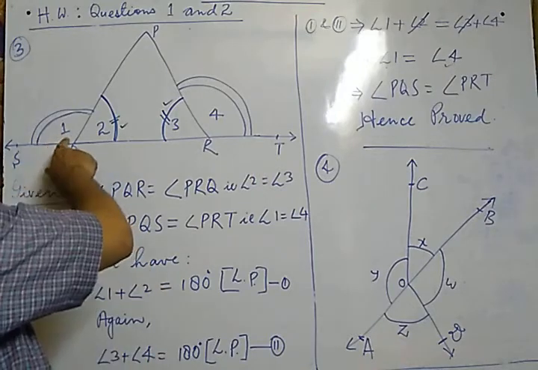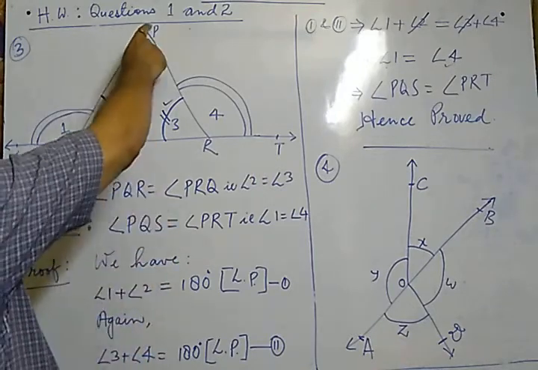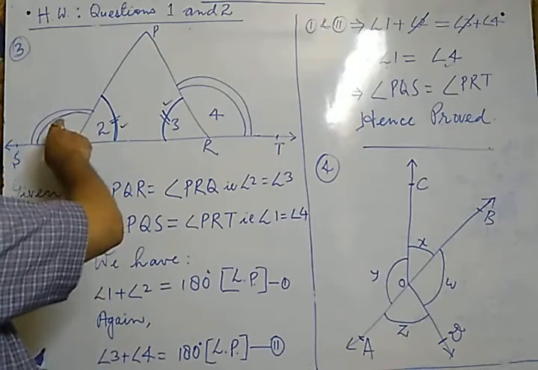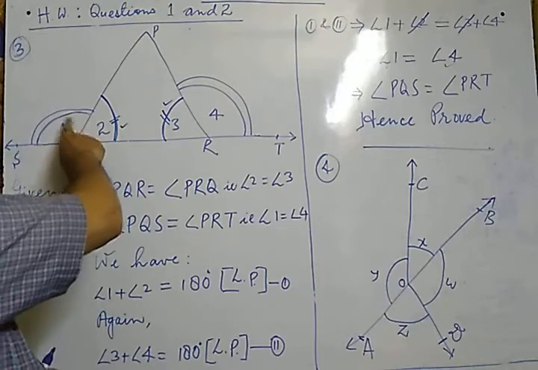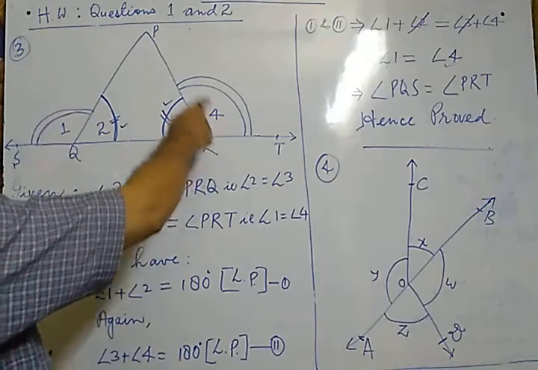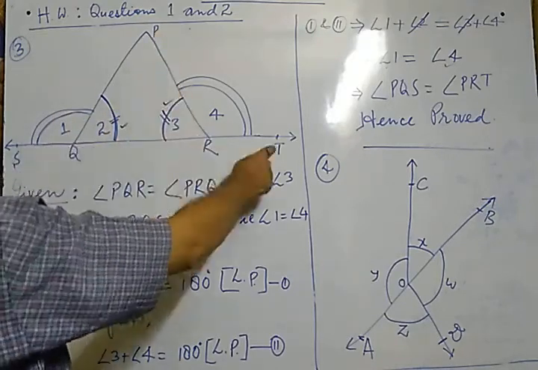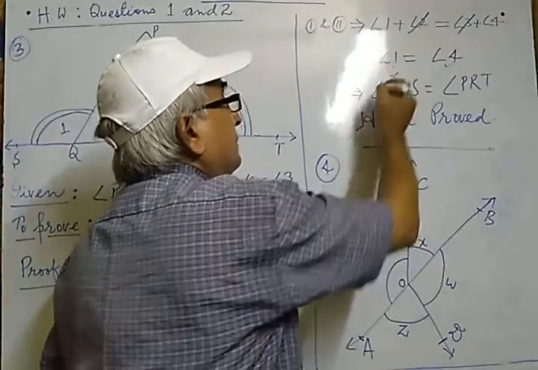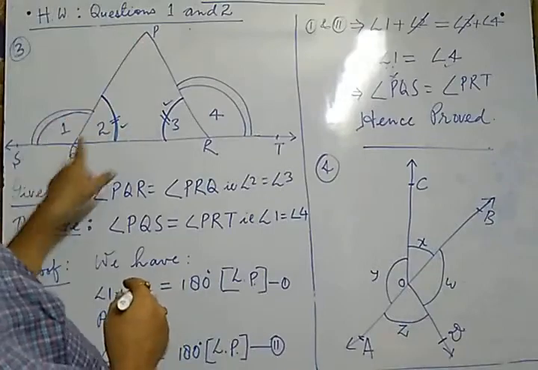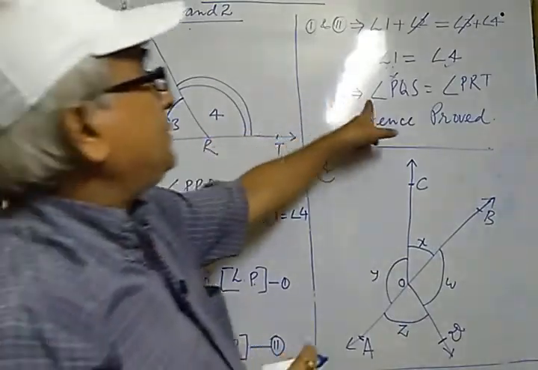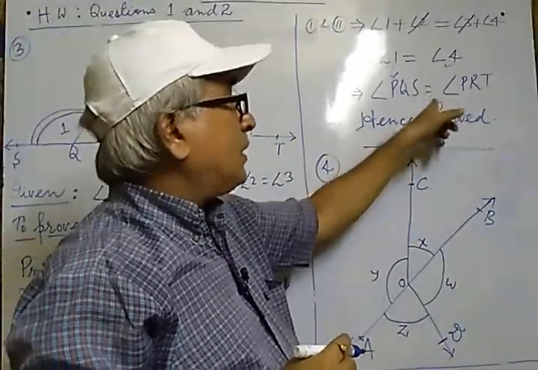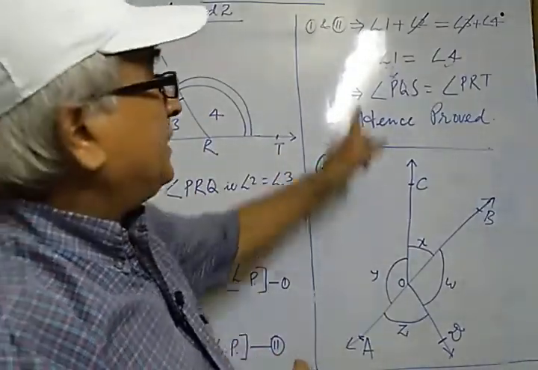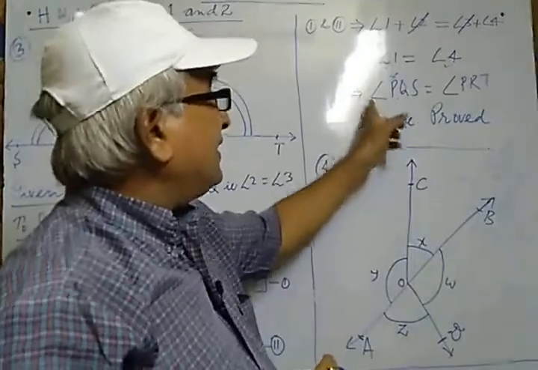In the place of angle 1, what can be noted down? Angle PQS. This is the symbolical meaning of angle 1. And what is the symbolical meaning of angle 4? Angle PRT. So in the place of angle 1, we note angle PQS. So angle PQS equals angle PRT. We have proved here, and that one is required.